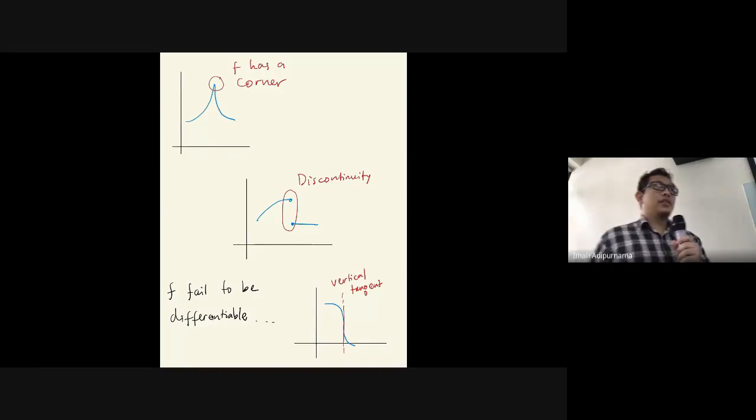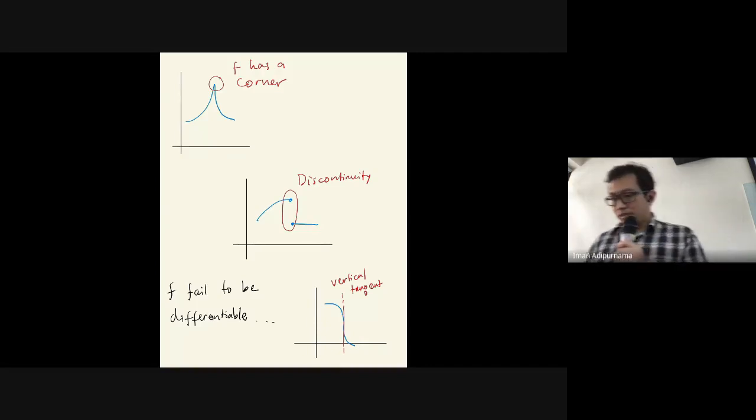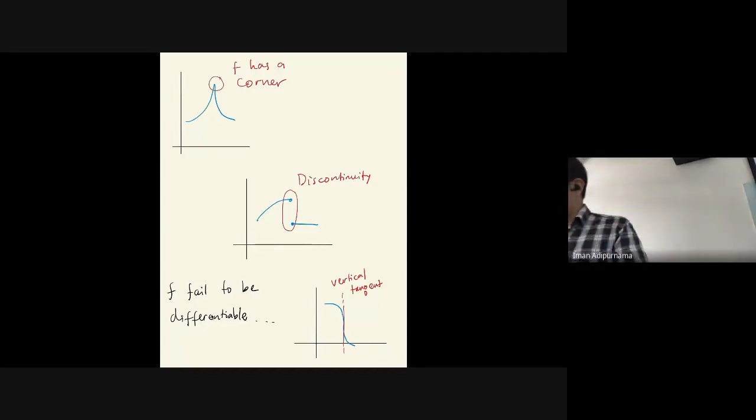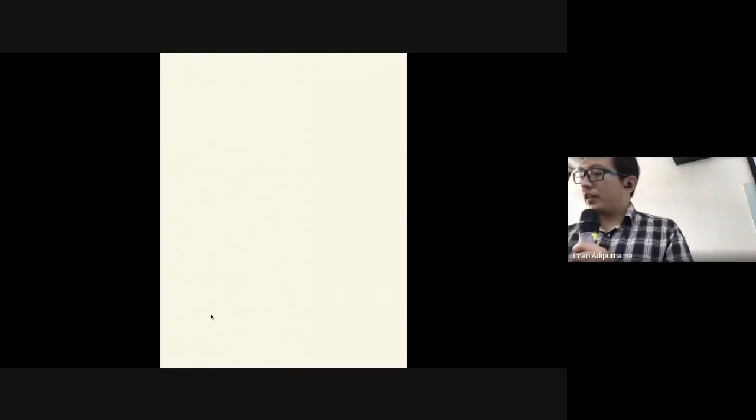Okay, any questions so far? Okay, good. Remember this: corner, discontinuity, vertical tangent. Easy, right? Just that. Okay. So I will directly go to the power rule.